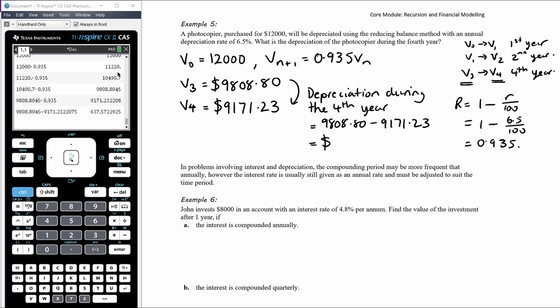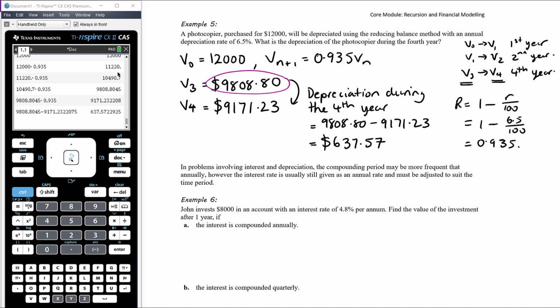So only round at the end. The risk that you run here is that if you round your two intermediate answers and then calculate a new answer from those rounded values and round again, you compound that rounding error. So there's no reason for not working precisely with your CAS. Use those nice exact values and then calculate what you need. So we've reduced by $637.57.